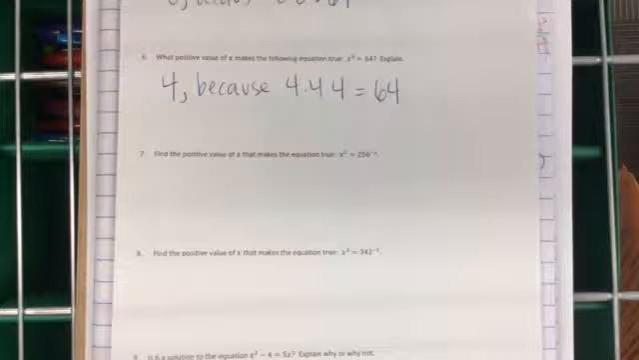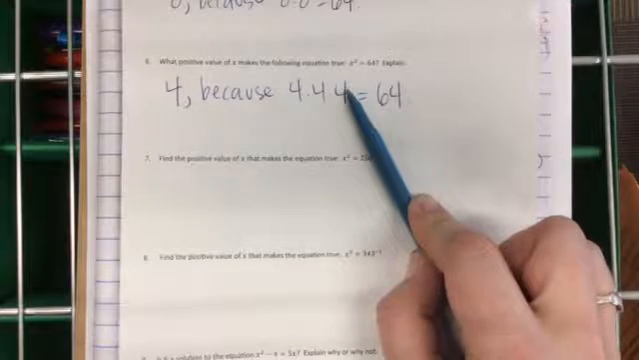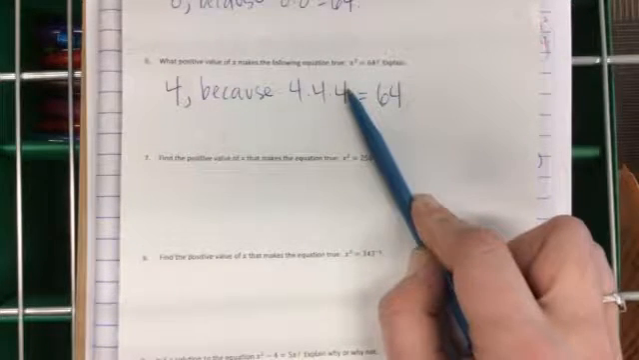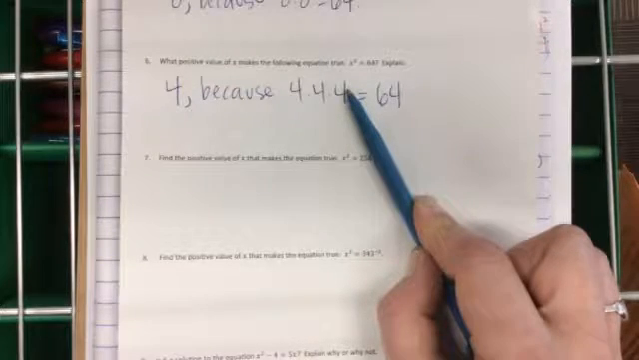Find the positive value of x that makes the equation true. X squared equals 256 to the negative 1. All right, let's pretend that negative 1 isn't there. What if it was just x squared equals 256? How do you get 256? Refugio, what'd you get? I got 16. People agree? Yes. Great.